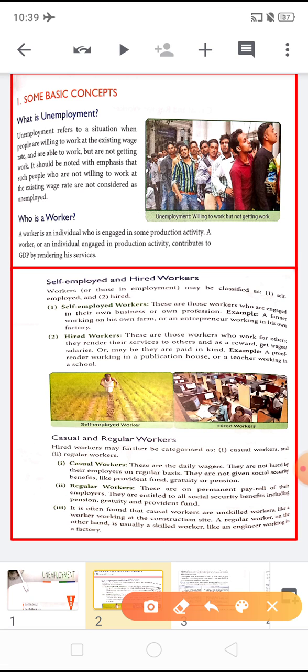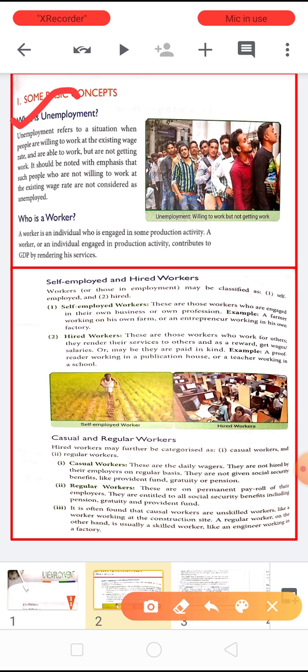Children, the first concept is what is unemployment. Unemployment refers to a situation when people are willing to work at an existing wage rate and are able to work but are not getting work. I mean, a person or a worker who is seeking a job or any kind of work is ready to work at the existing wage rate, whatever the wage rate prevails, and is fully able to work but is not getting any work.